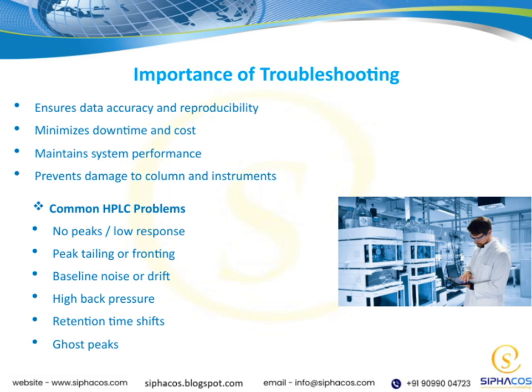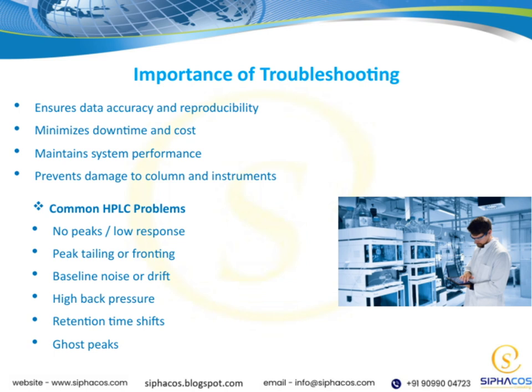High back pressure may suggest blocked or clogged columns, leading to increased wear or damage. Retention time shifts can be a sign of changing system conditions or mobile phase inconsistencies. Ghost peaks are unexpected signals that can interfere with your analysis, often resulting from contamination or carryover.